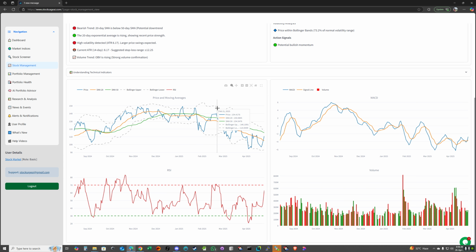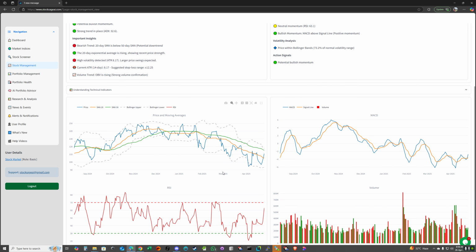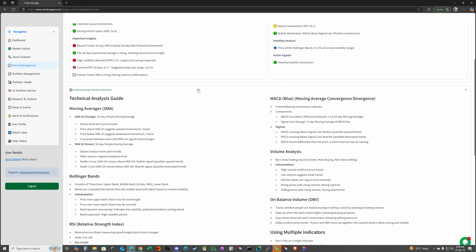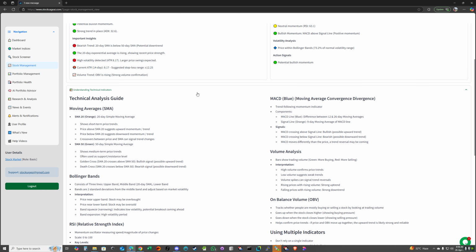How are the volumes faring for that specific stock? And on the basis of that, we come up with a market summary which is ready-to-use information for the investor, and they can look at the key signals and understand the important insights without going through the details, because a lot of people don't understand what these indicators really mean. We also have help available here where you can go and read about these technical indicators, what they mean and how they help in taking smart investment decisions.